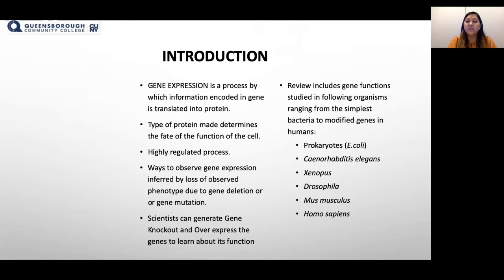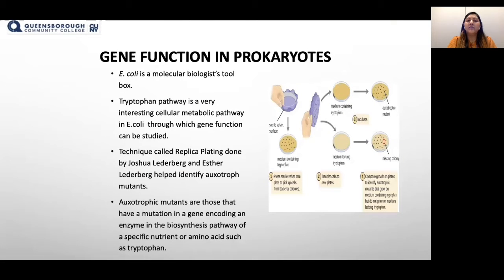To understand the function of the gene, scientists have exploited gene mutations and evaluated the phenotypes in the absence of the gene. I will briefly discuss how genes are studied in different organisms. Gene function in prokaryotes has been studied using E. coli. Of course, many different prokaryotes have been used, but the original studies using E. coli have shifted the paradigm in the way we study microbes.